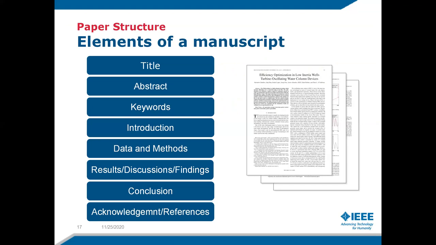Normally in the IEEE paper structure, we have title, abstract, keywords, introduction, data and method, results, conclusion, acknowledgement, references. And this is the basic structure, okay? And the basic elements of the manuscript. If we look at the template of an IEEE journal, we can see these elements.